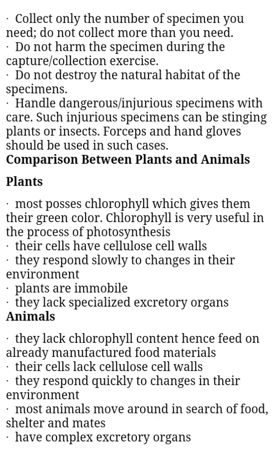Animals lack chlorophyll, hence they feed on already manufactured food materials. Their cells lack cellulose cell walls. They respond quickly to changes in the environment. Most animals move around in search of food, shelter, and mates. And lastly, animals have complex excretory organs.